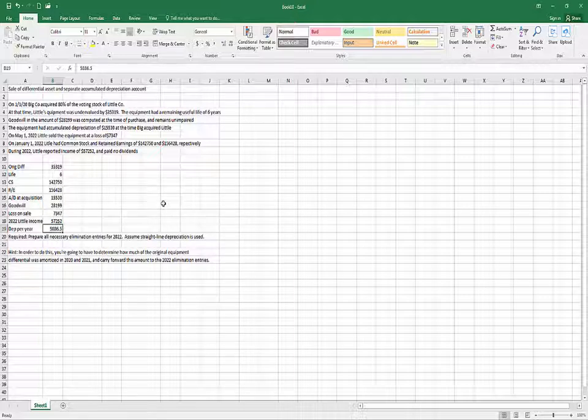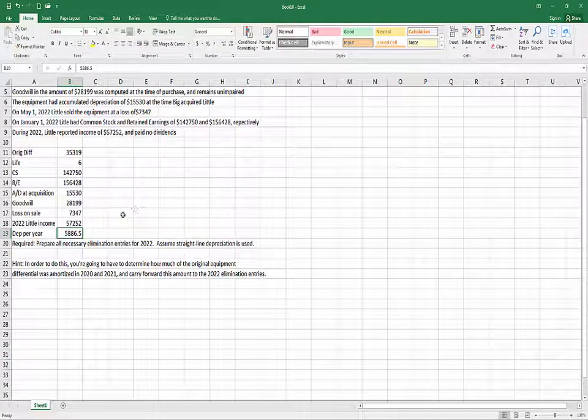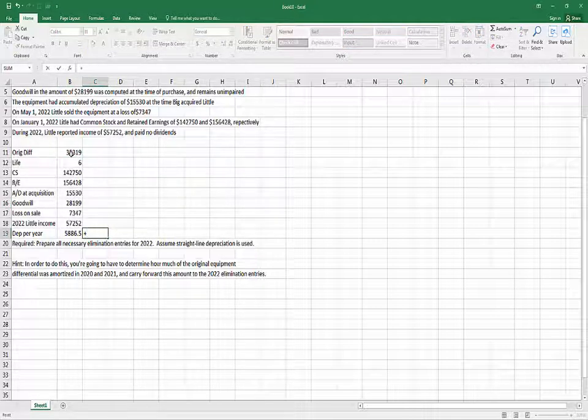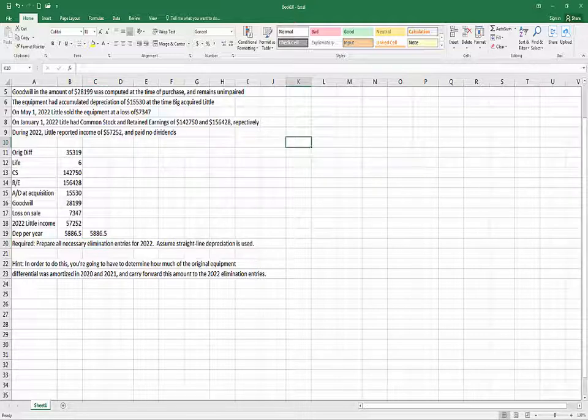And down here, let me make this bigger. There we go. Down here we have the annual depreciation of that differential. That's simply the amount of the differential divided by the 6-year life. Okay, so 5,886.50. So we need to go ahead and do our elimination entries for this, and really most of these amounts can simply be pulled right off of the information there.